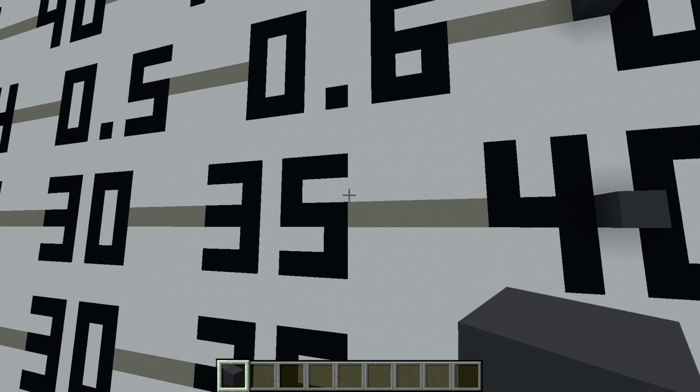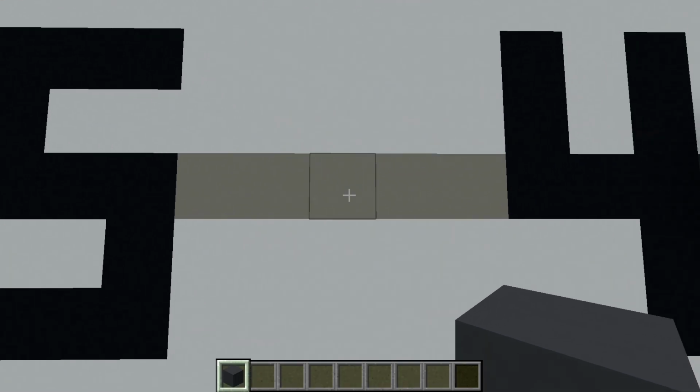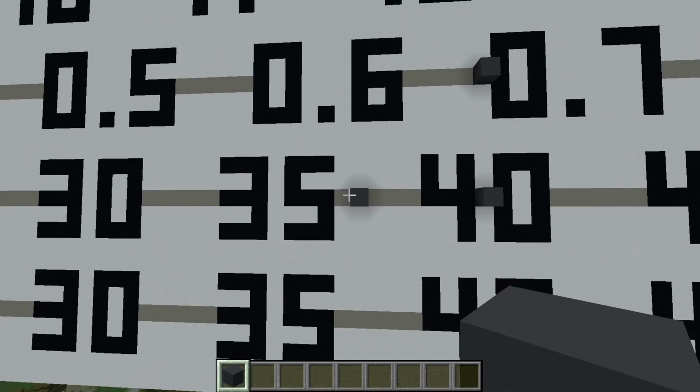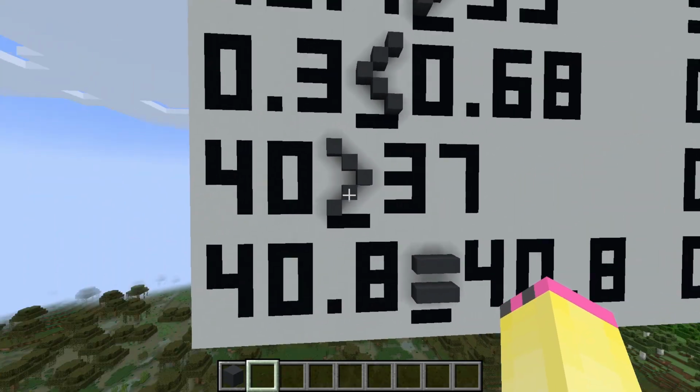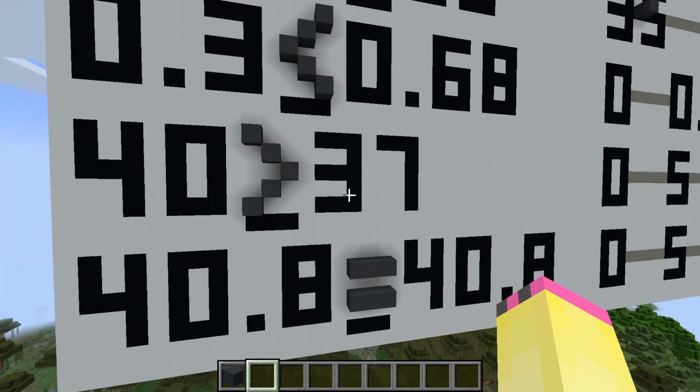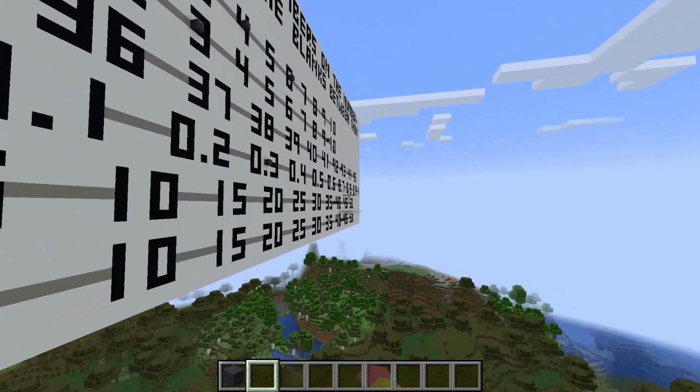2 is about half of 5. It's a little less, but I'm going to put it right there. A little less than halfway. Sorry guys, I forgot to put in the video originally that 40 is greater than 37. Of course we know 40 is greater than 37. It's farther on the number line.